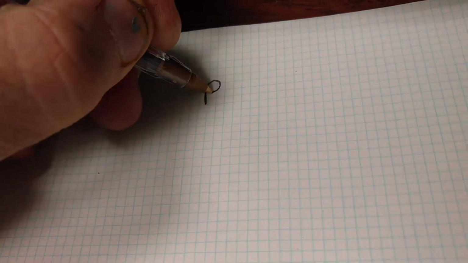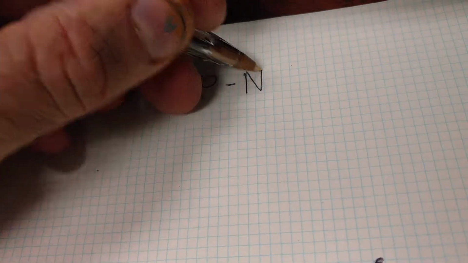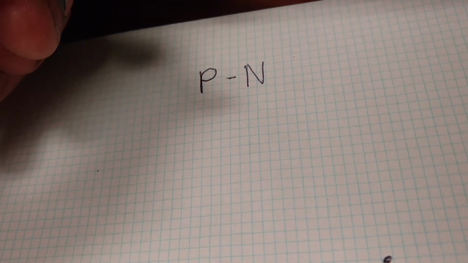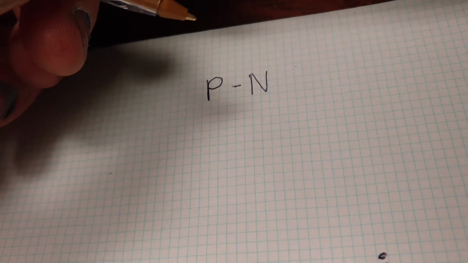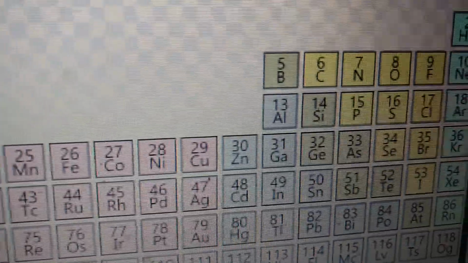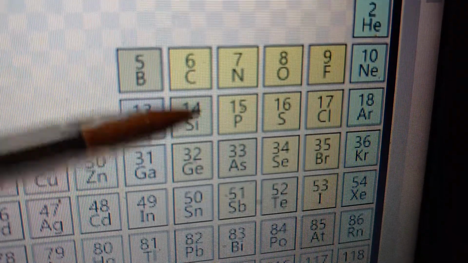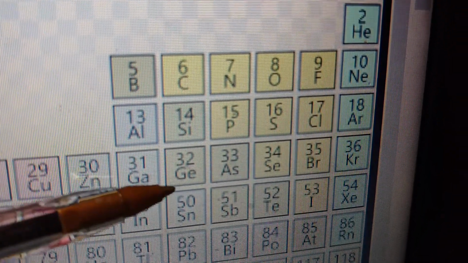Well, ladies and gentlemen, today we're going to talk about the PN junction. The PN junction, one form of it is based on silicon. Here you're in the periodic table. Notice you got silicon, carbon, and germanium.